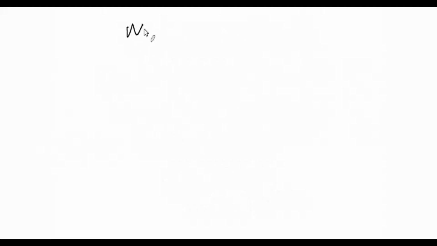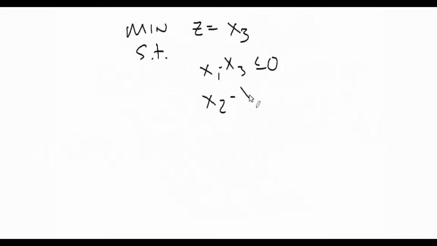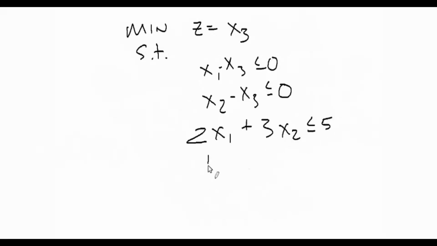So our final LP will be minimize z equal to just x3 such that x1 minus x3 is less than or equal to 0, x2 minus x3 is less than or equal to 0, and 2x1 plus 3x2 is less than or equal to 5, and 4x1 plus x2 is less than or equal to 11, and x1, x2, and x3 are non-negative.